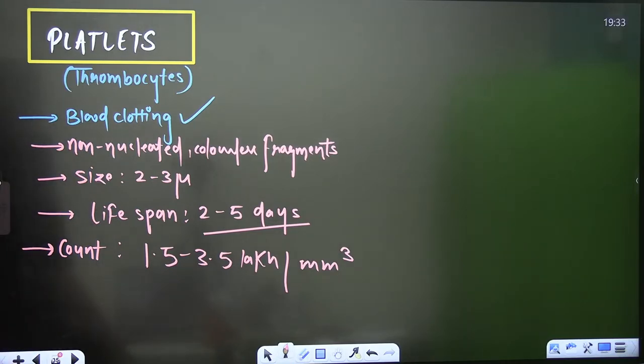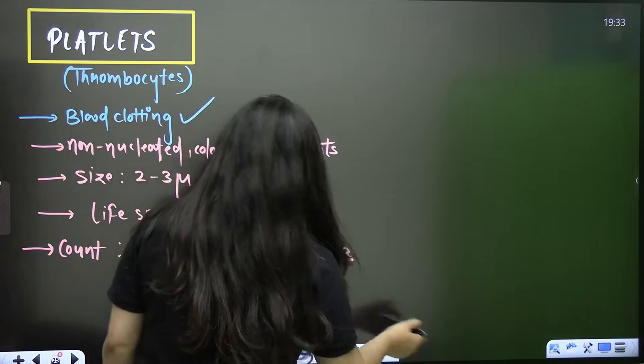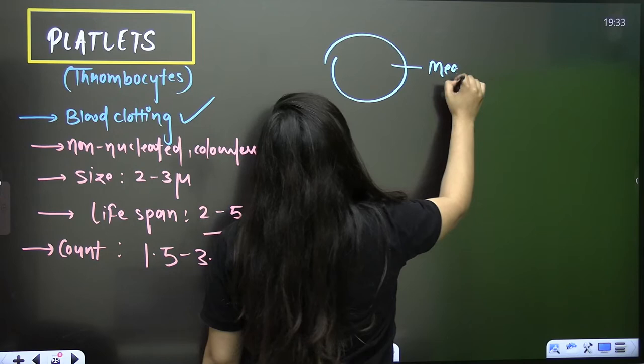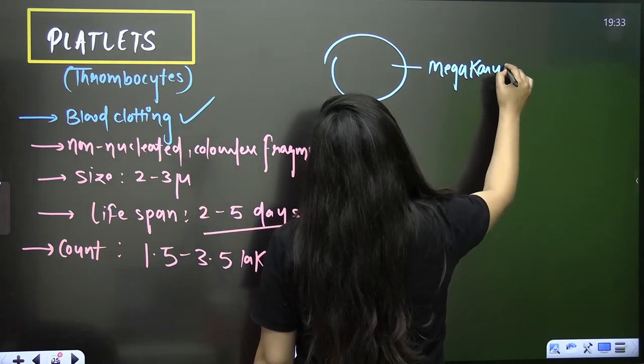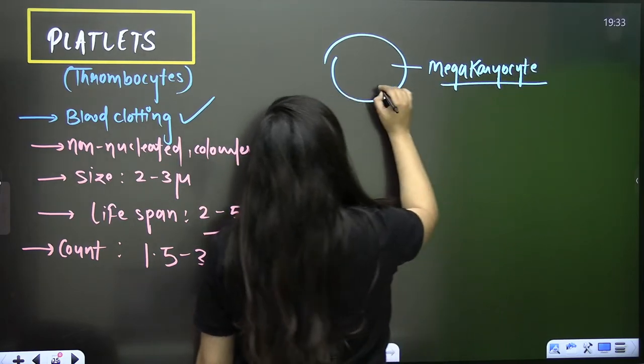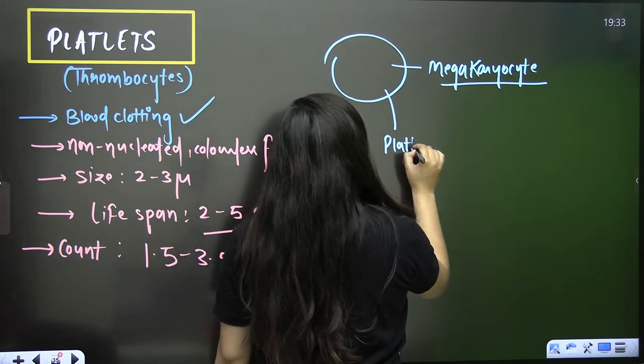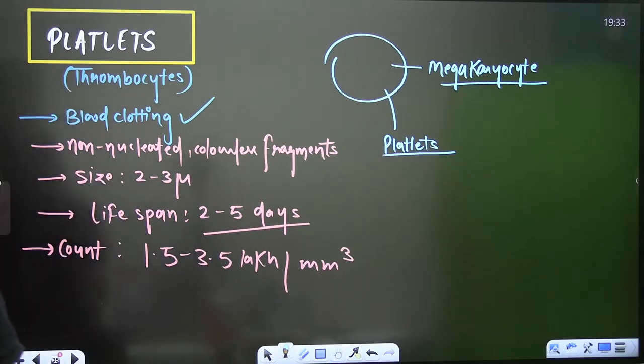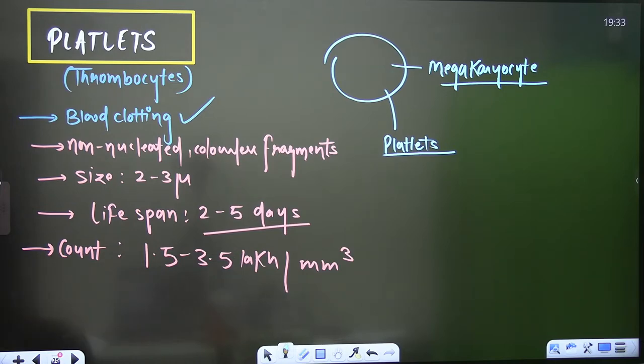They are known as thrombocytes, and they are without nucleus. There is a large cell known as megakaryocyte, and that megakaryocyte will form the platelets. Is that clear? Platelets are disc-like, oval shaped. And I told you about their amount as well.